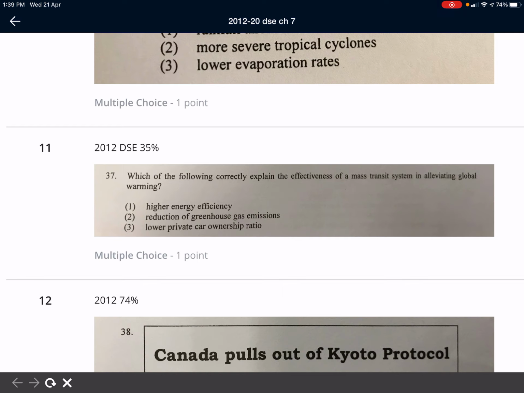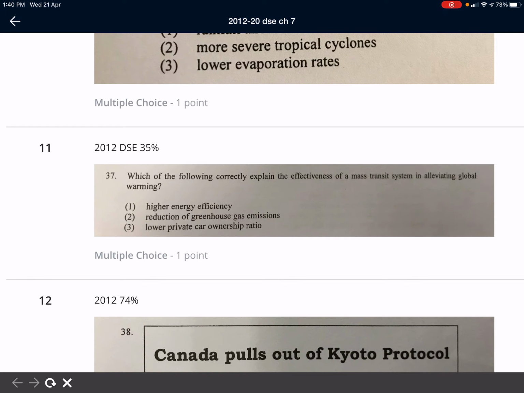True. Okay, reduction of the greenhouse gas emission, isn't it? True also. And how about number 3? Is it going to lower the private car ownership ratio?